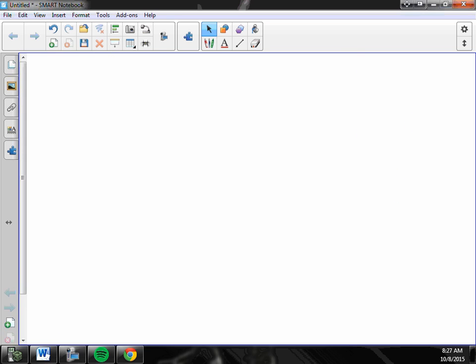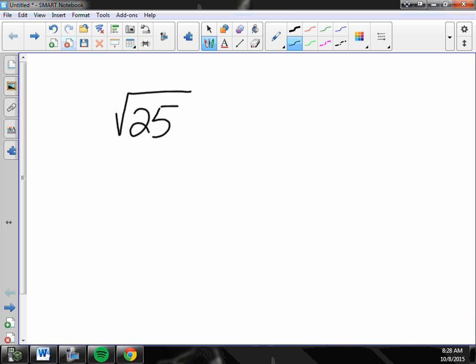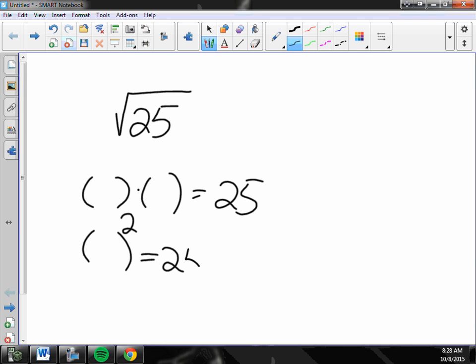Today we're going to learn about square roots. So if I had the square root of 25, what is that asking me to look for? The answer is certainly 5. What number times itself? It's kind of like saying some number times itself equals 25. Or instead of times itself, we could say squared. What number squared equals 25? Does that make sense? So 5 works.